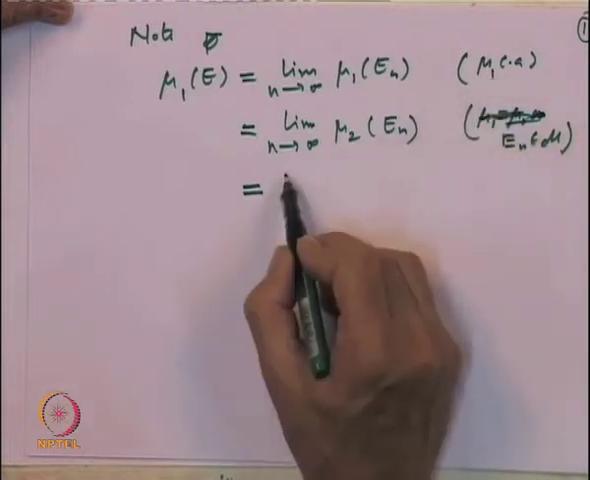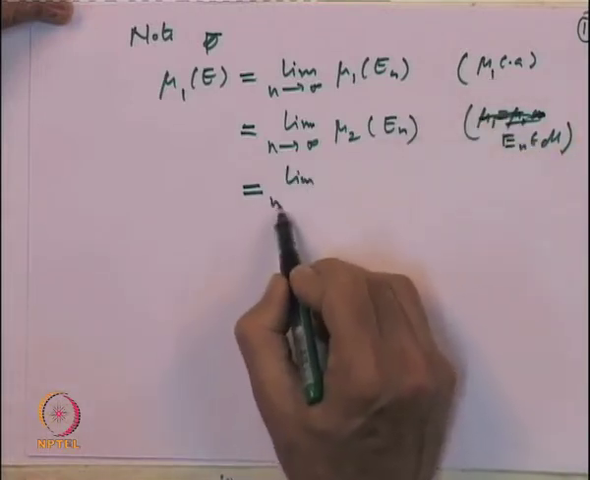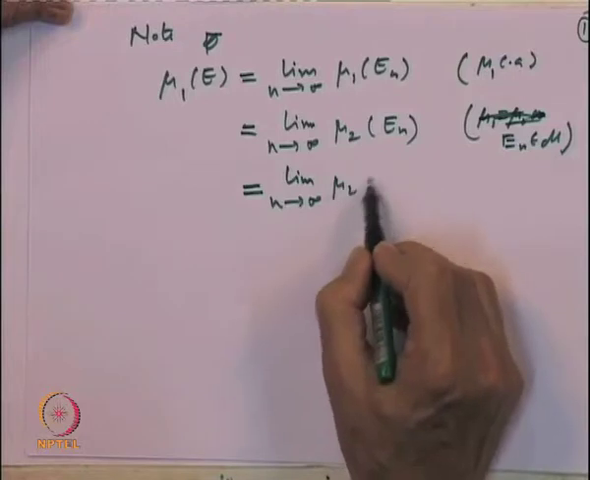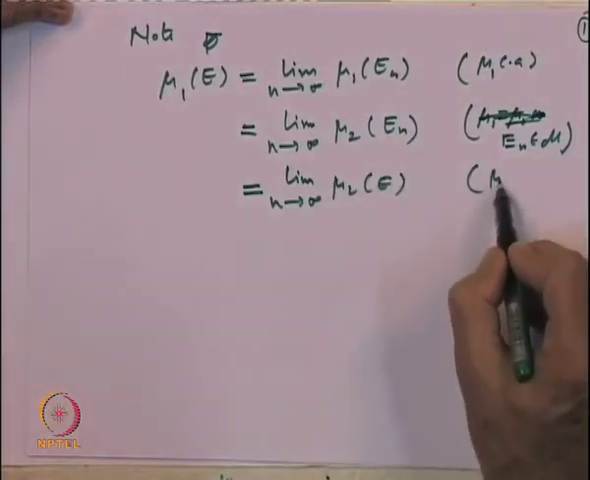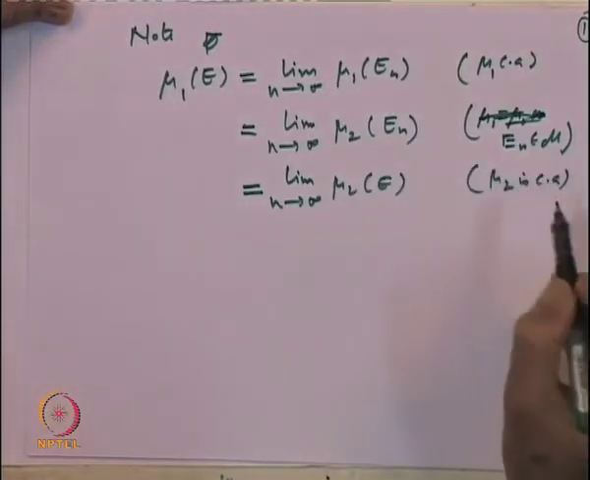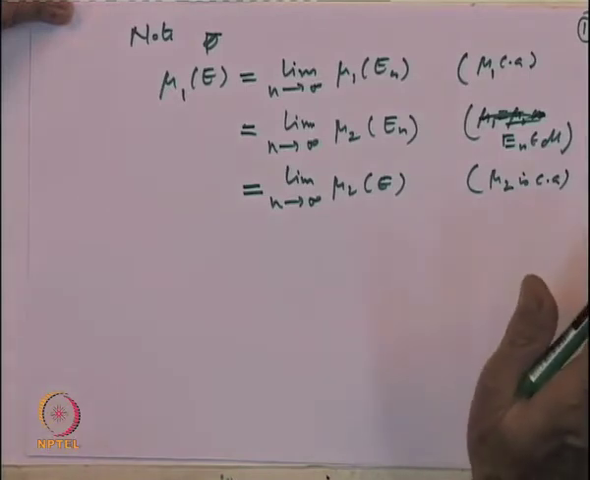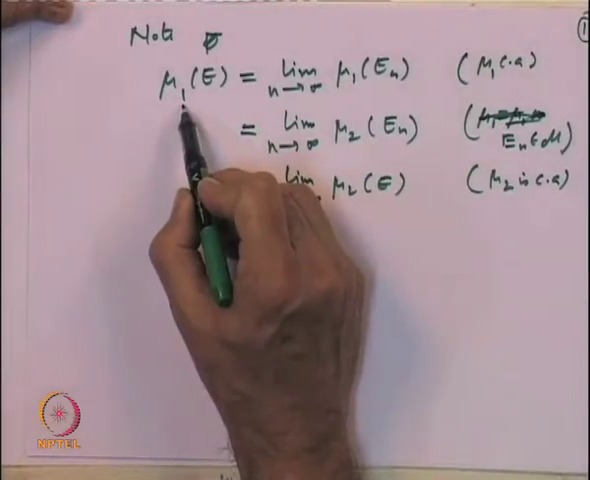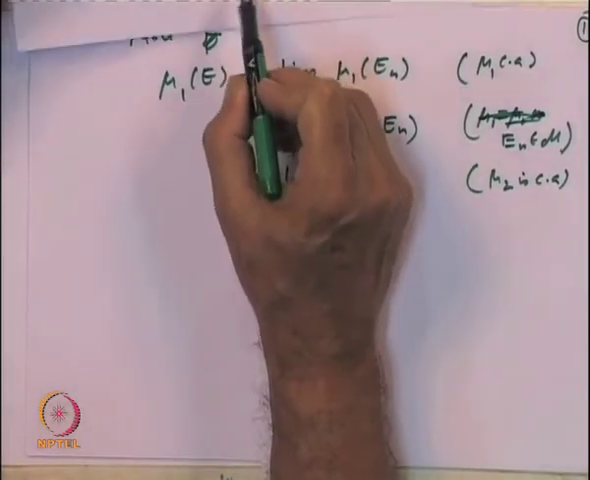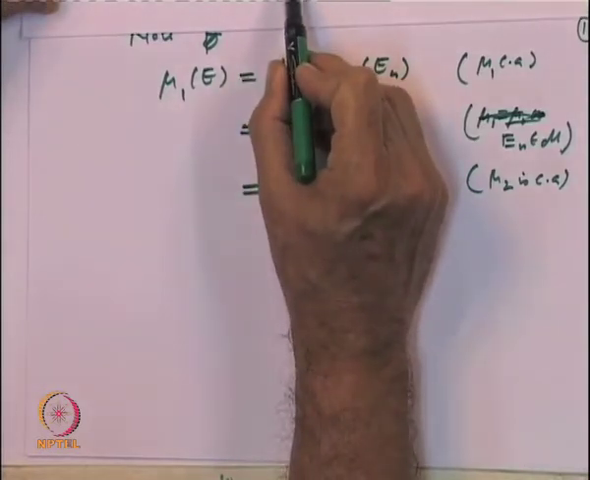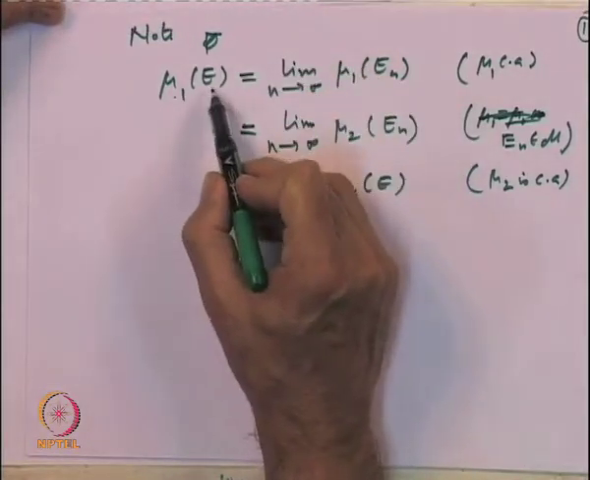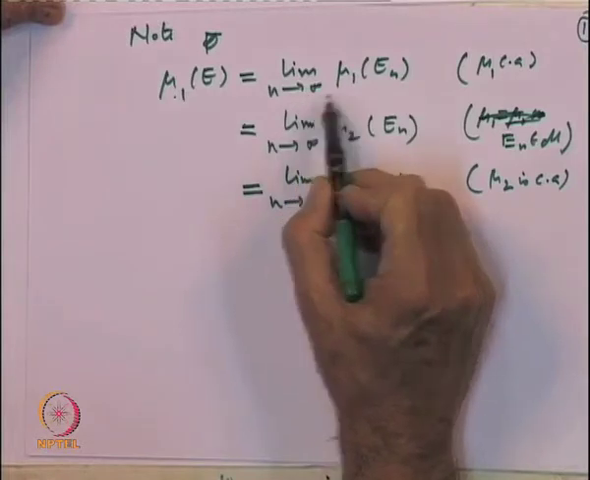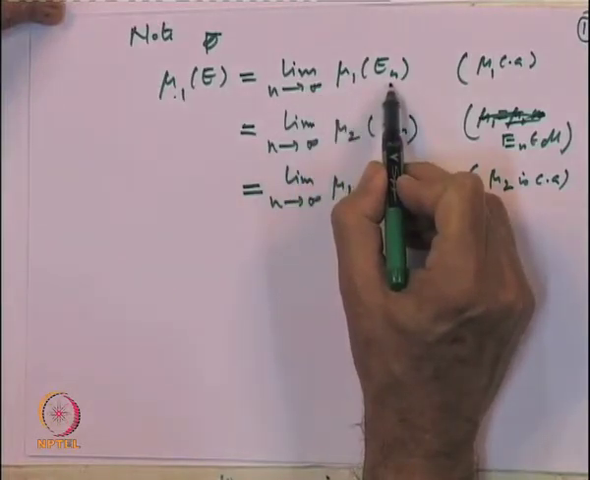So mu 1 is countably additive, and that implies that this is mu 2 of E, using the fact that mu 2 is countably additive. Let us once again recall that we have used a lot of things which we have proved earlier. Mu 1 is a measure, E n is increasing to E. So, by countable additivity, mu 1 of E must be equal to the limit as n goes to infinity of mu 1 of E n.